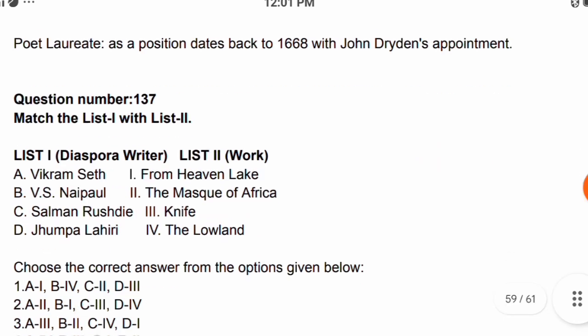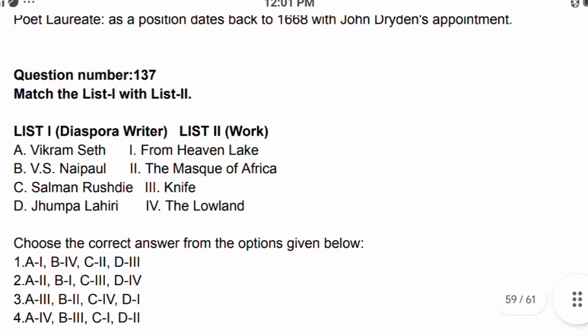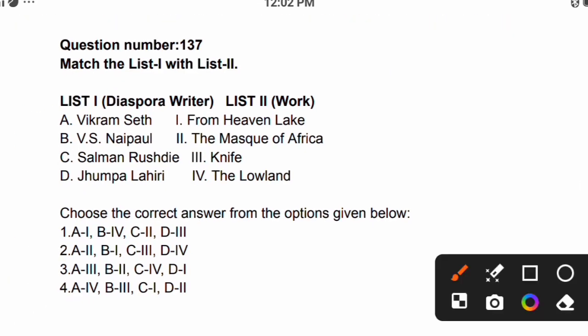Next question you have: match List 1, that is diaspora writer, and List 2, work. Option A Vikram Seth, B V.S. Naipaul, C Salman Rushdie, D Jhumpa Lahiri. Correct answer option 1. In work you have From Heaven Lake, The Mask of Africa, Knife and The Lowland. See the options, diaspora writers and their works.